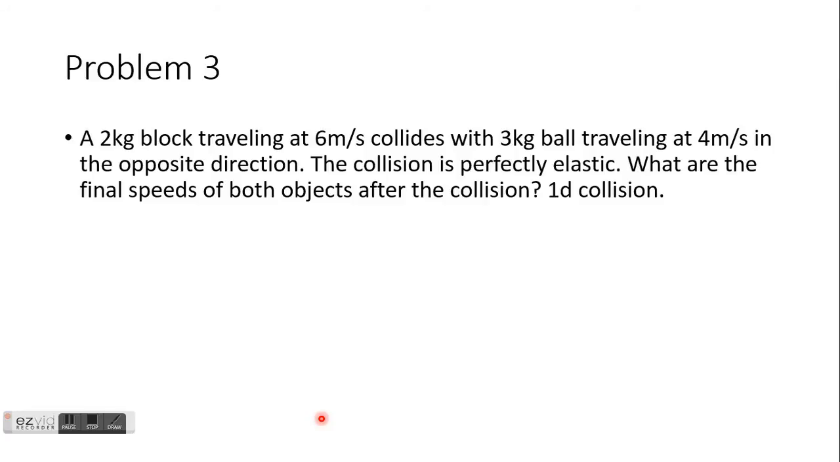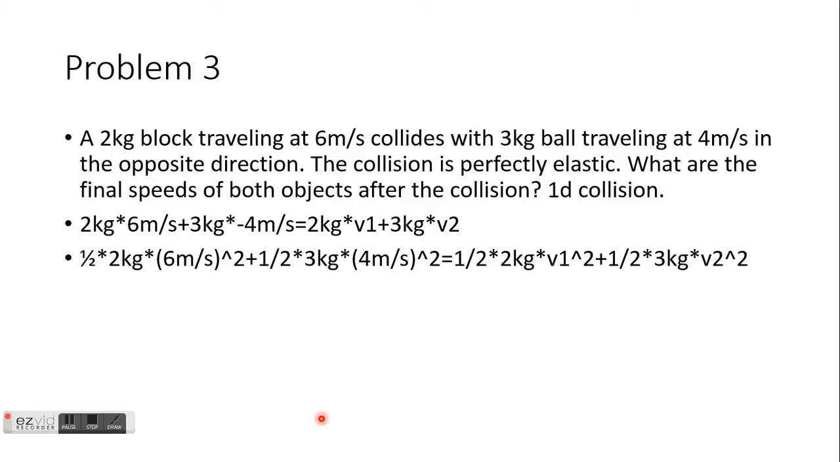So what you do is first you set the initial and final momentums equal to each other. You say that 2 kilograms times 6 meters per second plus 3 kilograms times negative 4 meters per second is equal to 2 kilograms times V1 plus 3 kilograms times V2. And so looking at this, there's two unknowns, so we need another equation. So we'd do the same thing for the kinetic energy. Because the collision is perfectly elastic, we can set the final and initial kinetic energies equal to each other, and that will give us our second equation, and then we just solve as a system of equations.